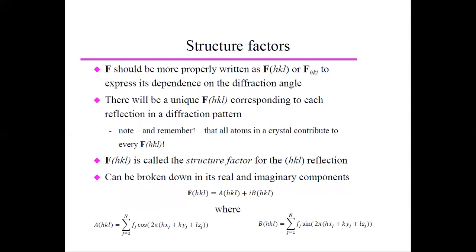From this we can move to the next topic, which is called the structure factor. F should be more properly written as F(hkl) to express that it depends on the diffraction; there will be a unique value corresponding to each reflection. All atoms contribute from the hkl plane. This F(hkl) is called the structure factor. We can break it into real and imaginary parts, and we get this equation, from which we can calculate the different A and B.